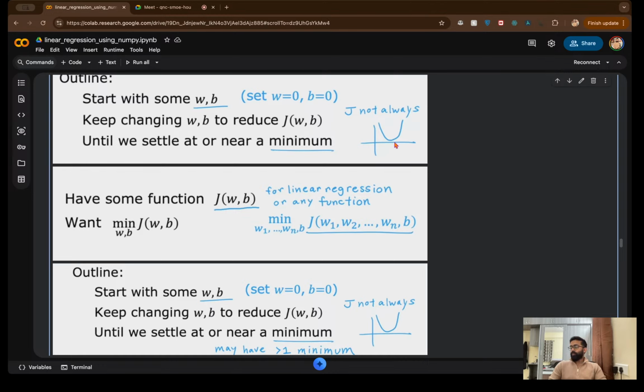If you are not aware of the mathematics, let me revise some concepts of local minimum. Let's say this is a function on an xy graph. Just like our model is a straight line, this is a function. We can represent any curve with the help of a mathematical equation. There is a parabolic equation, there is a sinusoidal equation. Any curve we can define using a mathematical equation.